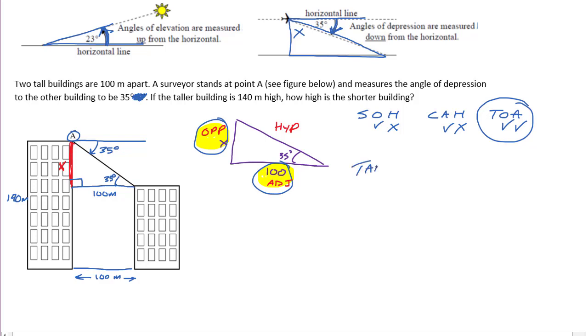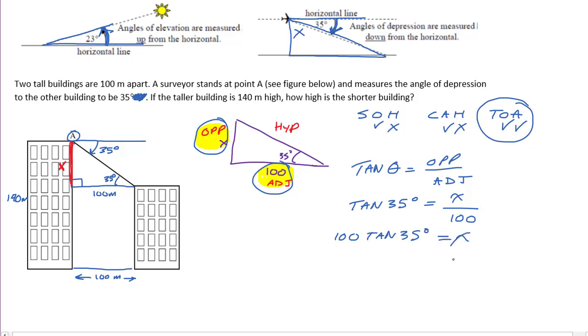All right, so let's set it up. Tan of an angle is opposite over adjacent. So set up your expression for me, then sub in what we know. Tan of 35 degrees is opposite, which we're going to call X, over 100. So we're going to multiply both sides by 100: 100 times tan of 35 degrees.